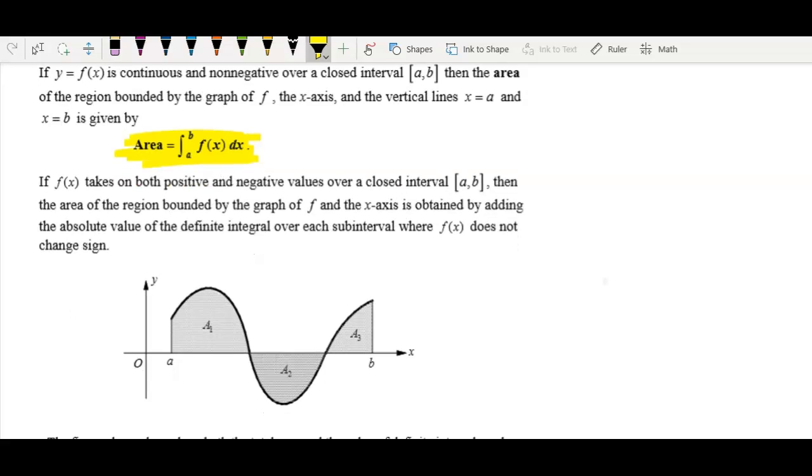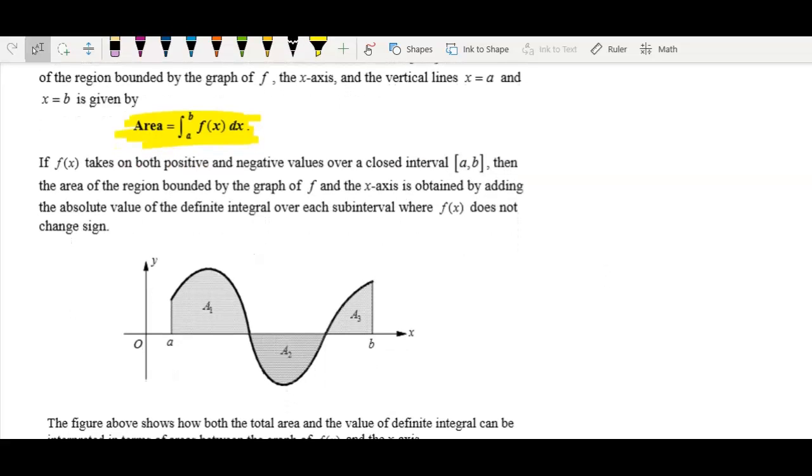If f of x takes on both positive and negative values over a closed interval, then the area of the region bounded by the graph and the x-axis is attained by adding the absolute value of the definite integral over the sub-interval where f of x does not change sign. So area is never negative. Area is always positive. So if I wanted to know this total area, I would take A1 plus the absolute value of A2 plus A3 would be the total area between a and b.